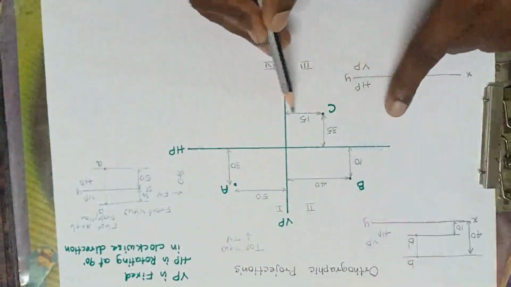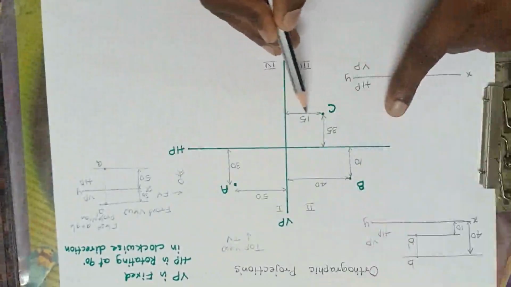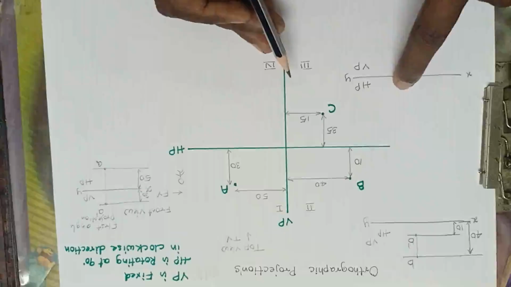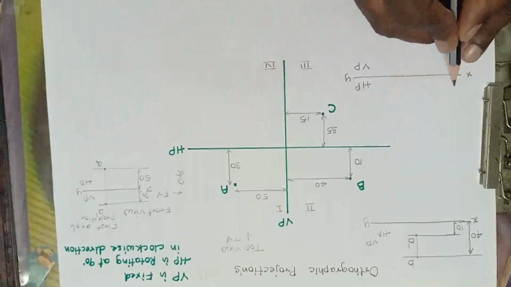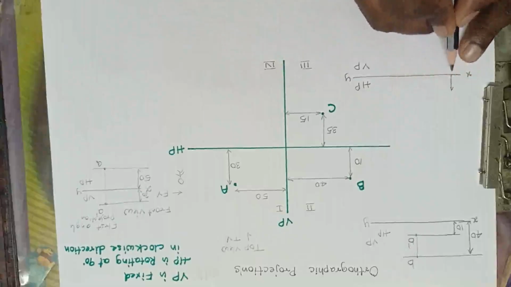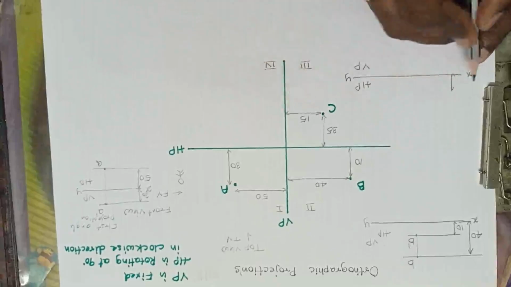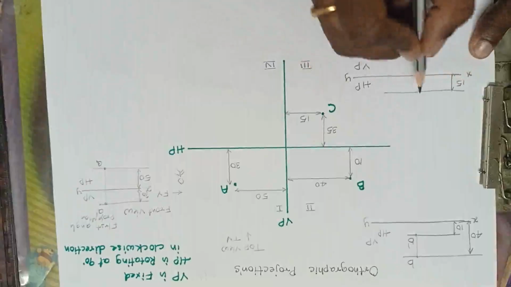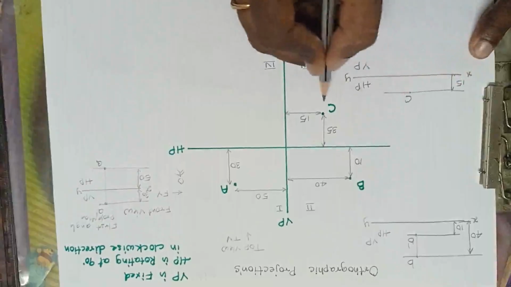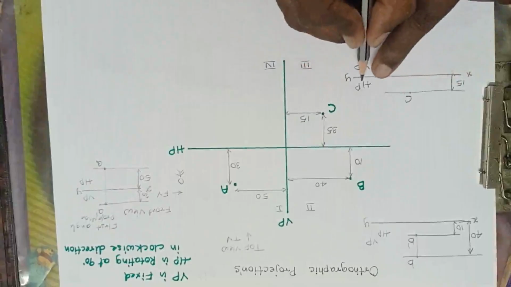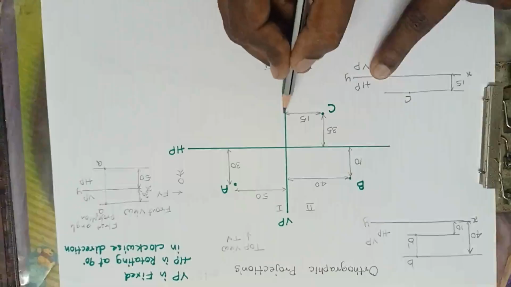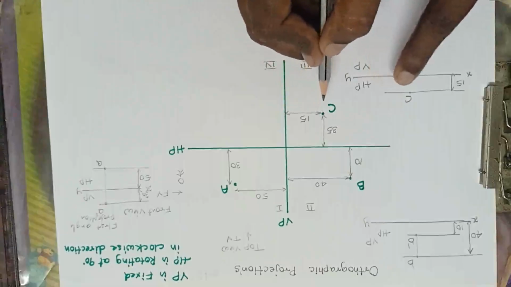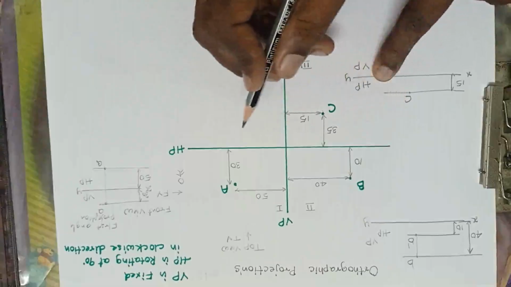See, the distance from VP, which is 15, should fall on HP. So I am writing here, this is 15 mm. Draw this distance here and draw the horizontal line. What is the point? This is point C. Shall I put the dash? No, because it is representing HP. So the distance from VP is represented on HP, and there is no need to put the dash.